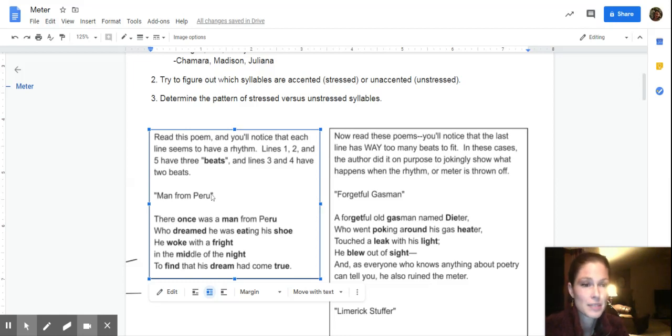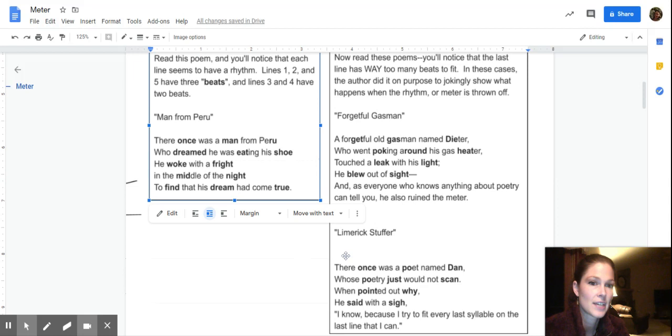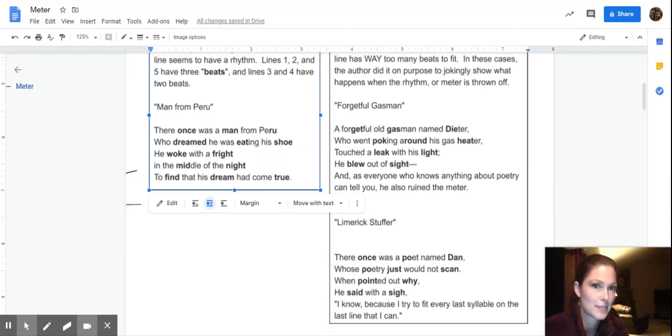Man from Peru, does that follow the right limerick meter? It does, because we have three beats, two, two, and then three. What about these two, Forgetful Gas Man and Limerick Stuffer? Let's read this first one. A forgetful old gas man named Dieter went poking around his gas heater, touched a leak with his light. He blew out of sight. And as everyone who knows anything about poetry can tell you, he also ruined the meter. That really doesn't work.